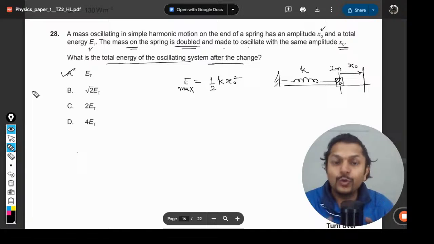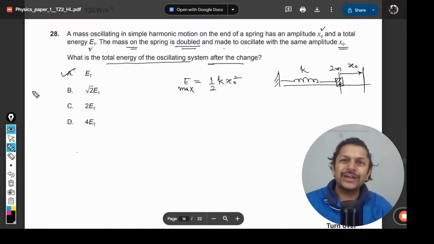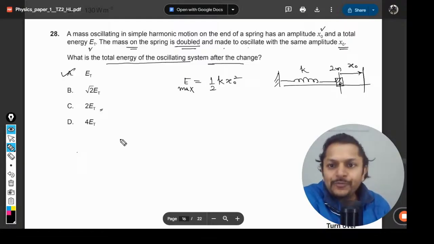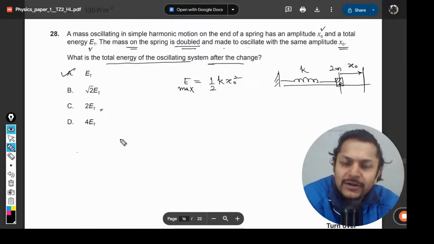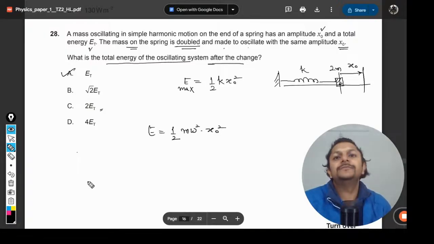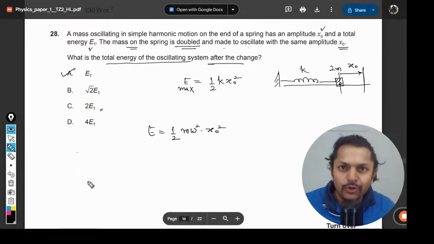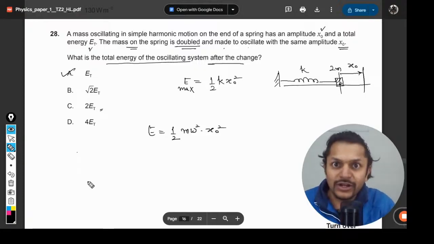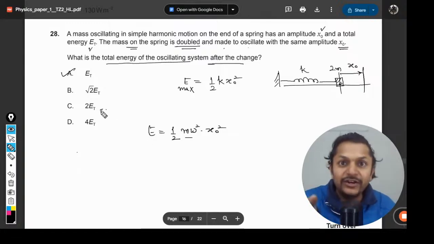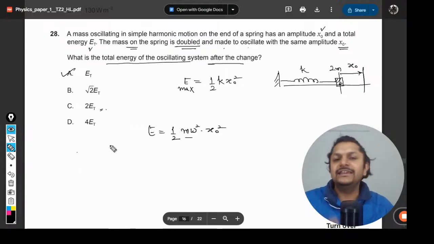Now I tell you what other students would have done in this question, and why I say that 99% of the students would be going with option C here. Let me tell you why. The majority of students want to use the data booklet, and the formula given there is half m omega square x naught square. You open the data booklet, see that the mass is doubled, so clearly the energy is doubled, and hence the answer is C. And there you are, the answer is wrong. A is the correct answer for this.